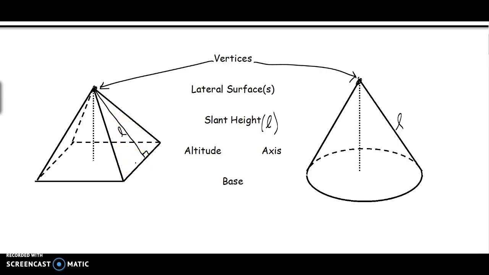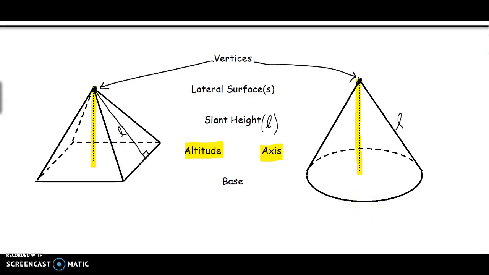and that is your slant height. The altitude and the axis are the same thing. It goes from the vertex all the way down to the center point of the base. Same thing here. And then our base is the figure formed at the bottom by these lateral surfaces. So this would be a square, a rectangle, sometimes a triangle. Over here, a cone will always be our circle.